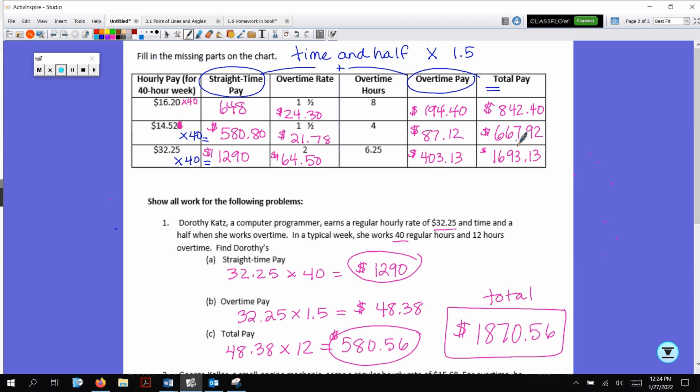And this last one, they're making $32.25 an hour times 40 is $1,290 for the week. Then their overtime rate is 2 times that. So we multiply the straight time pay times 2 and get $64.50 times his 6 1/4 hours. So he made $430.13 in overtime. Add the overtime and the straight time, and you have your total pay.